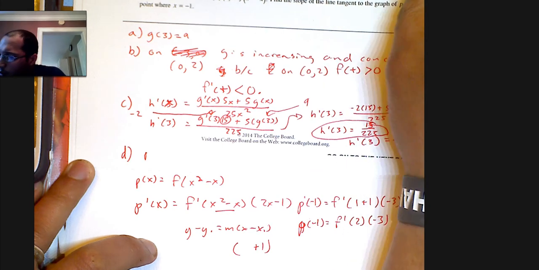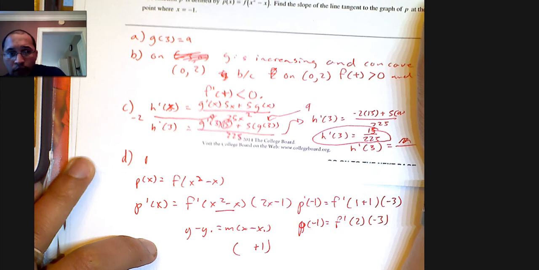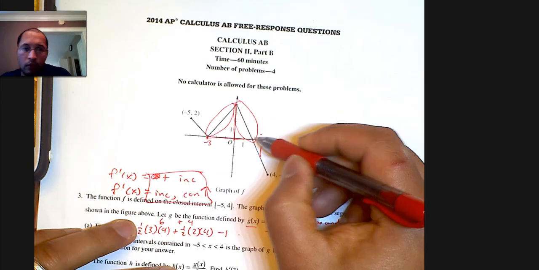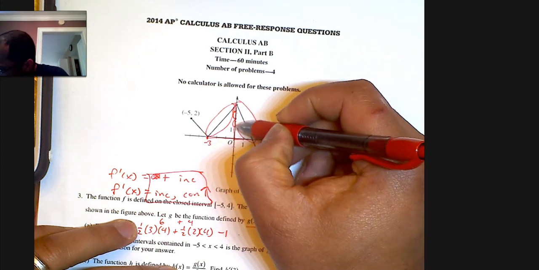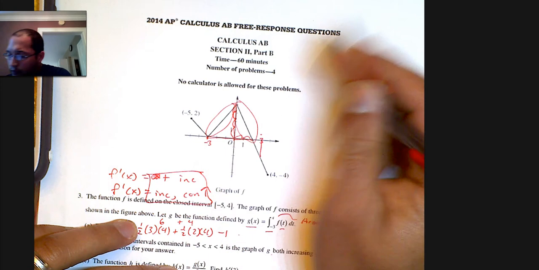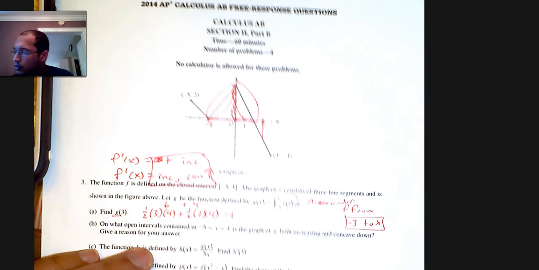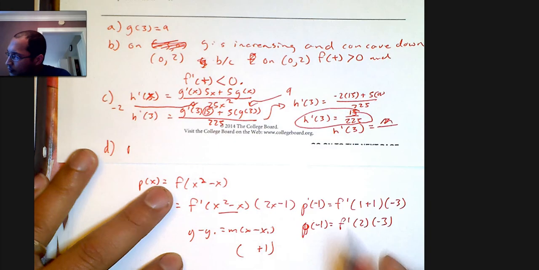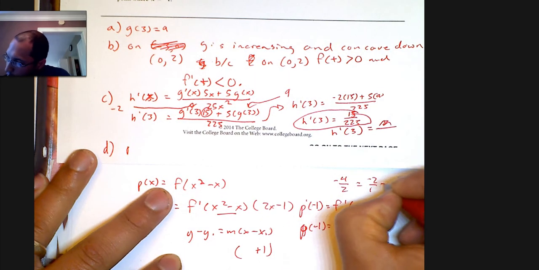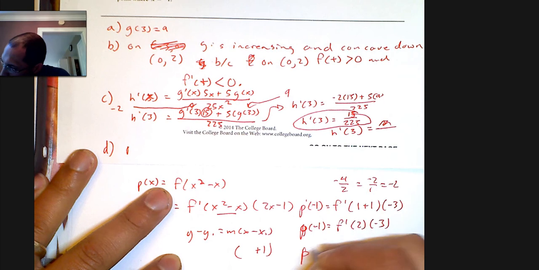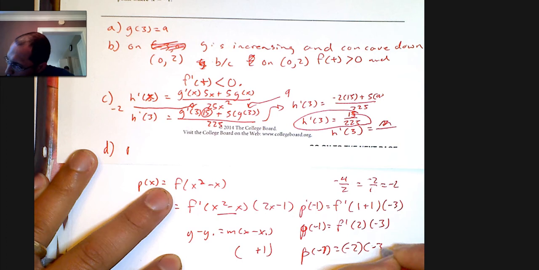F prime of 2 is basically the slope of the tangent line at 2. Let's go back up here. Here's 2. What's the slope? 1, 2, 3, 4, 1, 2. So down 4 over 2, which is negative 1/2, when you simplify it, no, negative 2. So it was down 4 over 2, which is negative 2 over 1, which is negative 2. So p prime of negative 1 equals negative 2 times negative 3, which would be 6.